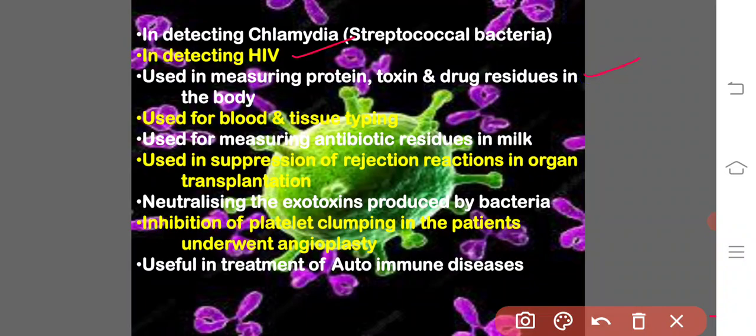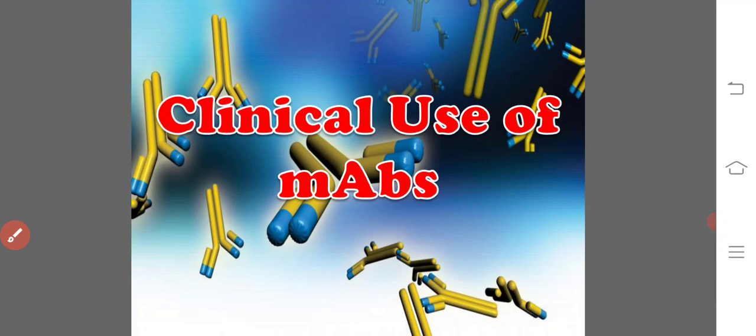Used for blood and tissue typing. Used for measuring antibiotic residues in milk. Used in suppression of rejection reactions in organ transplantation. Neutralizing the exotoxins produced by bacteria. Inhibition of platelet clumping in patients who underwent angioplasty. Useful in treatment of autoimmune diseases. These are certain uses of the monoclonal antibodies.